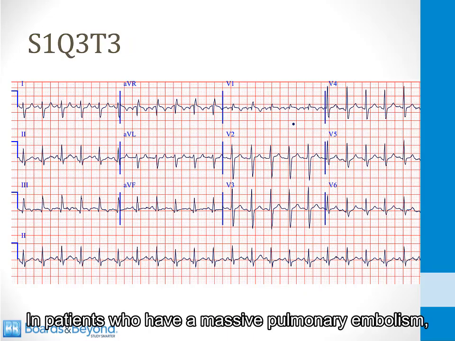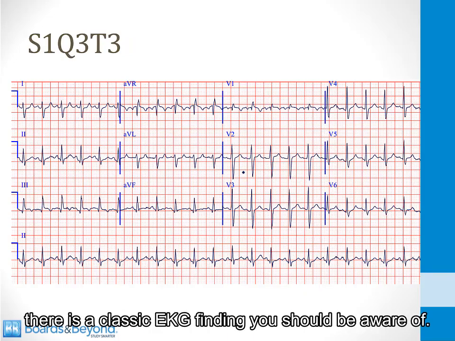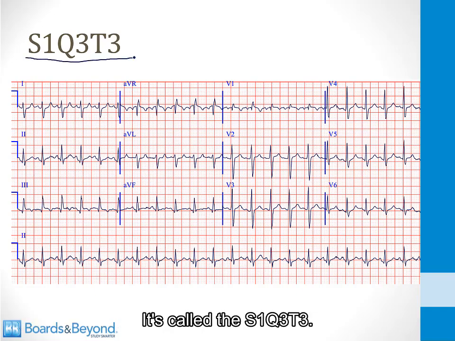In patients who have a massive pulmonary embolism, there is a classic EKG finding you should be aware of. It's called the S1Q3T3.